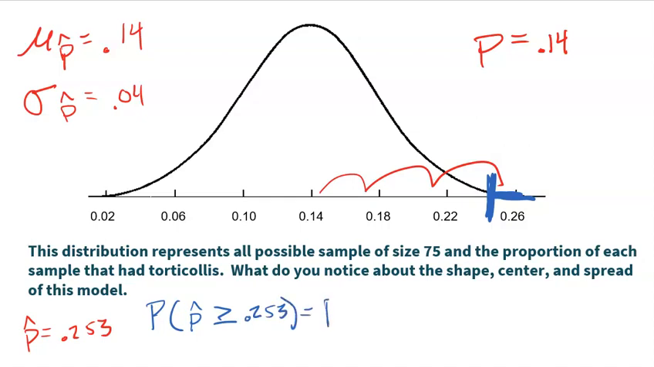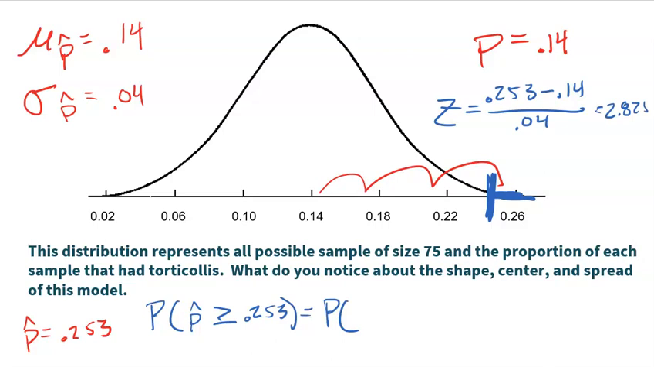To do that, I need a z-score. So I've got to find the z-score of my sample, 0.253 minus 0.14 divided by 0.04, the standard deviation. So I'm going to go to my calculator, 0.253 minus 0.14 divided by 0.04 is a z-score of 2.825. Yeah. So now I need to find the probability of a z-score being greater than or equal to 2.825.